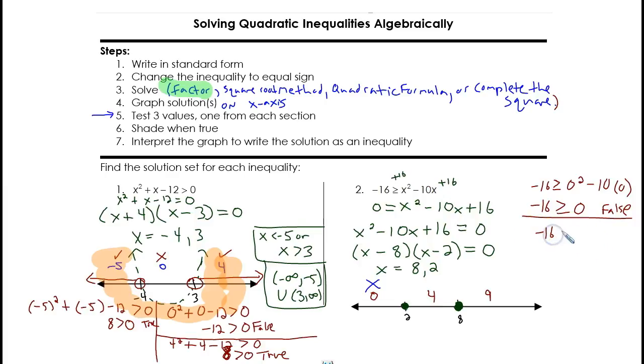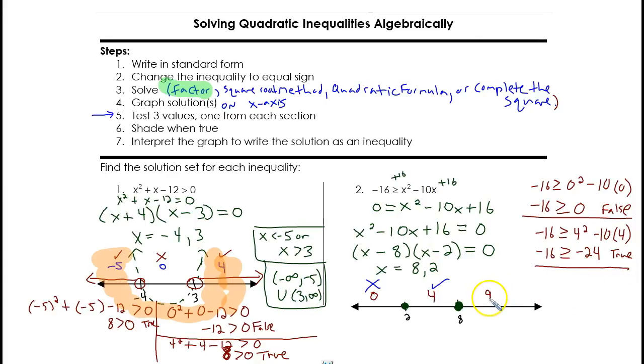I'll plug in 4 for x in the original inequality. So negative 16 greater than or equal to 4 squared minus 10 times 4. And we'll see if this works. 4 squared is 16. 16 minus 40 is negative 24. Negative 16 is in fact greater than negative 24. That is a true statement. Since it's a true statement, that means that the middle part is a solution.